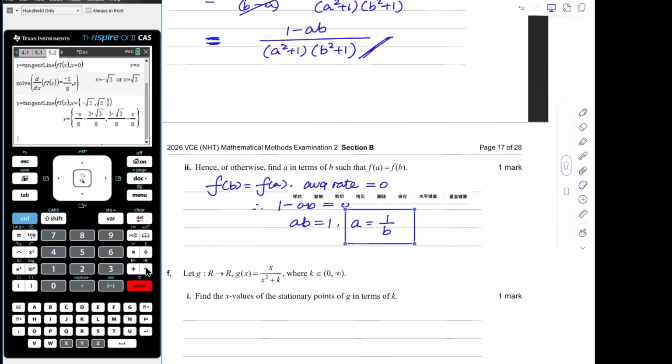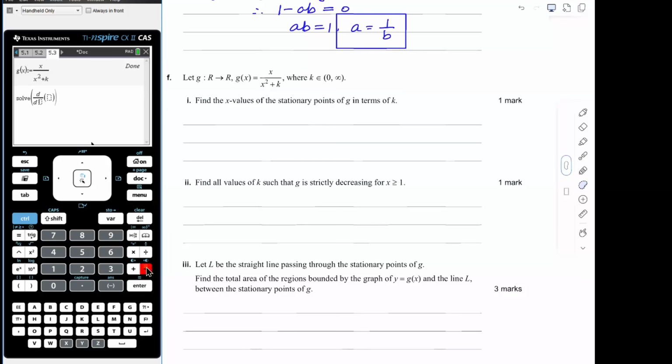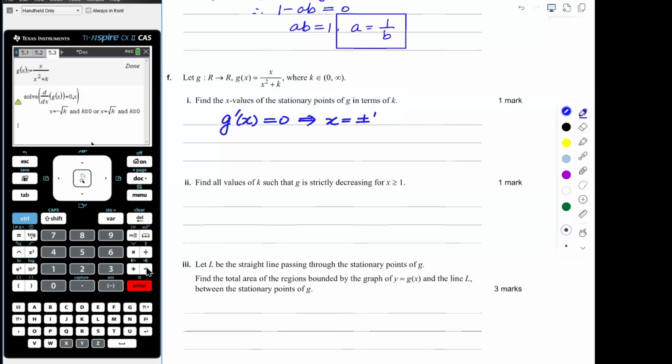Okay, now we look at some sort of family of functions. Let's define this one: g(x) equals x divided by x squared plus k. And the stationary points, x values only. Therefore, we take the derivative equal to 0 for x. So you get minus root k or root k. That is solving g dash of x equals 0, giving x equals plus or minus the square root of k.